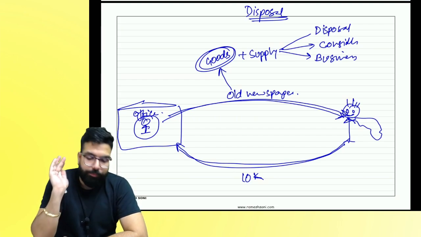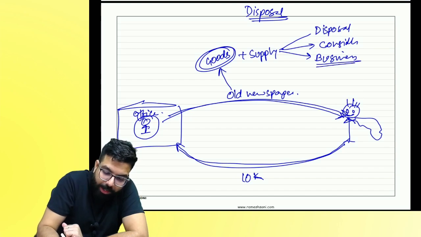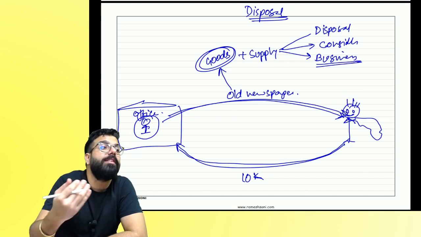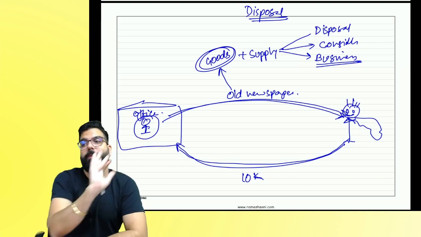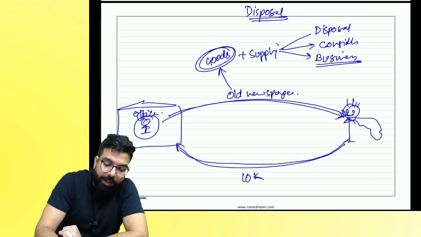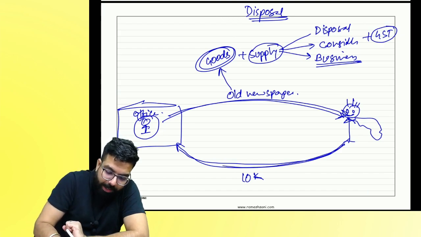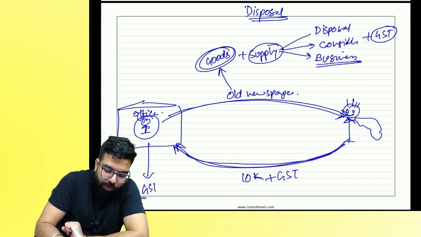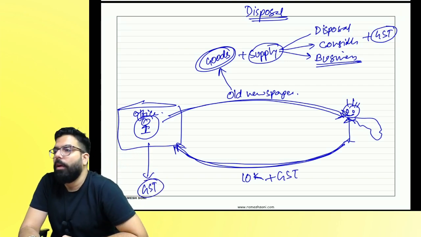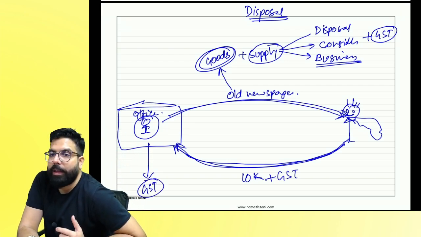Are we clear everyone? And hence this is not my business, but this is in the course of my business, and hence it will be a supply. GST will get imposed. When I am collecting 10,000, I should collect GST and pay the GST to the government. Are we clear everyone? Can I go ahead?